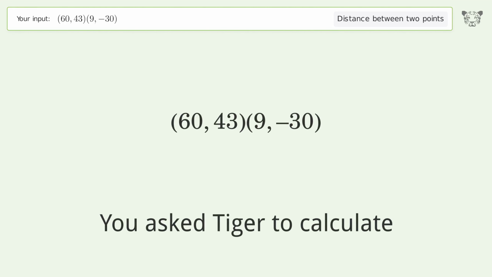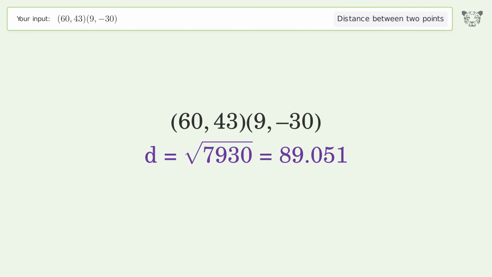You ask Tiger to calculate. This deals with the distance between 2 points. The distance between the 2 points is the square root of 7,930, or 89.051. Let's solve it step by step. Plot the 2 points and calculate the distance using the formula.